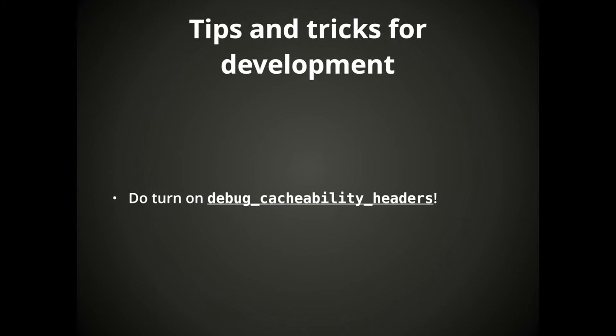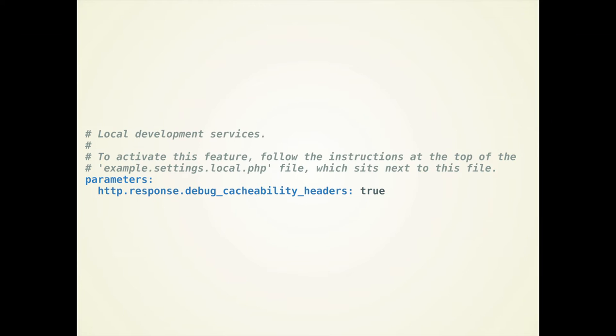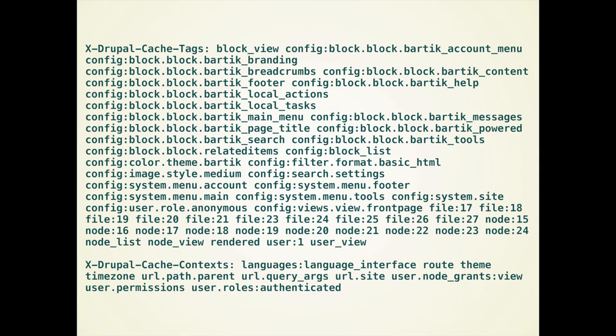So another thing in there is you can turn on debug cacheability headers in the development.settings.yaml. It looks something like this. You just set true. And then what happens is, say I curl our site in my terminal, I'm going to get these headers back in the HTTP response. These are all the tags, all the contexts for the current page. That's really handy for debugging.